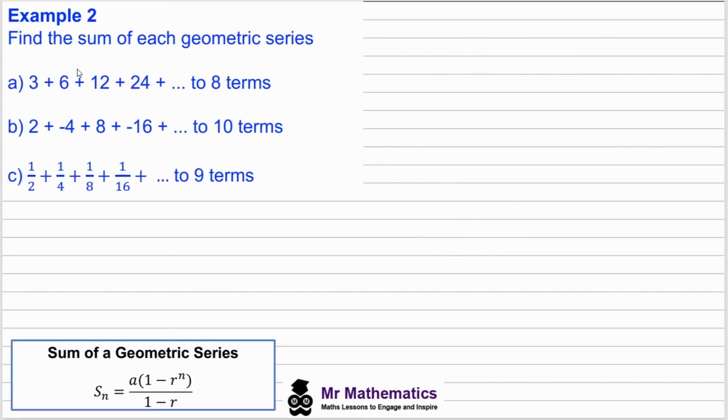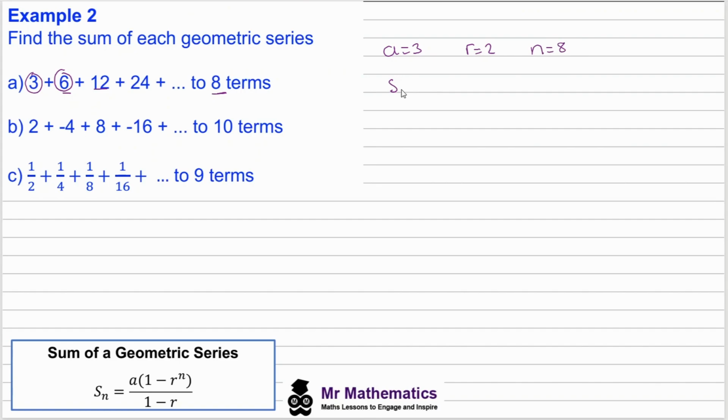Okay, so in example 2, we've been asked to find the sum of each geometric series. So for example A, we've been told that the first term is 3, so we'll say that a equals 3. The common ratio will be the 6 divided by the 3, which is 2, and 12 divided by 6 is 2, 24 divided by 12. So this gives us the common ratio, and we know we've got 8 terms, so n is equal to 8.